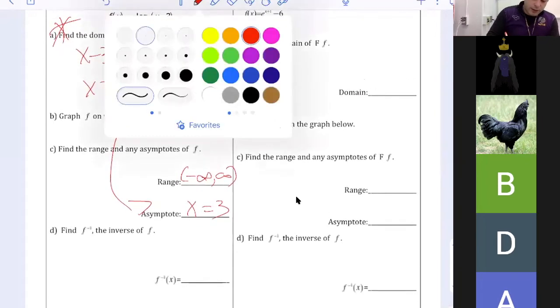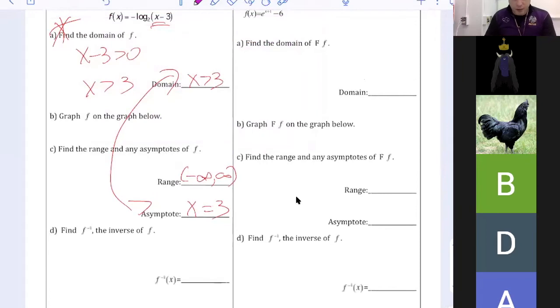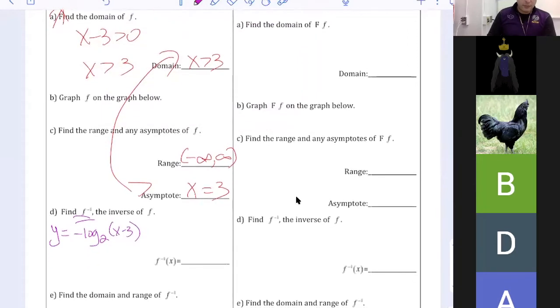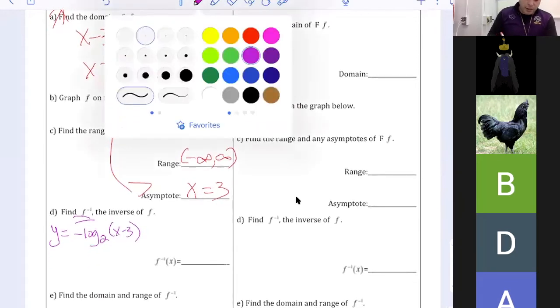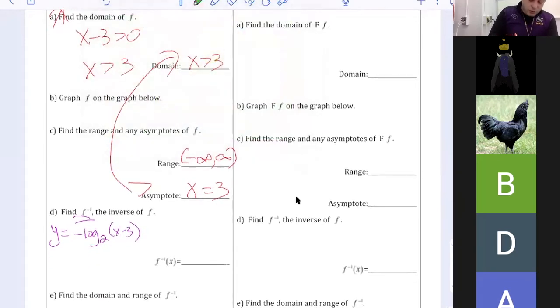So again, this is where my students struggled last year. How do I find the inverse of this? First, y equals negative log base 2 of x minus 3. Second, you switch the x and y values. And third, solve for y.